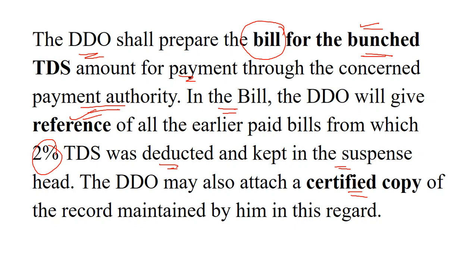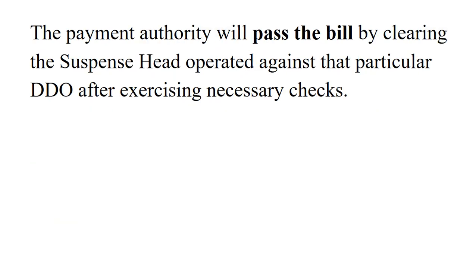So the DDO will prepare a bill of the bunched TDS which he deducted from a number of bills, and he will present the bill to the payment authority, that is the treasury, and the payment authority will pass the bill like other bills, and simultaneously while it passes the bill, it will clear the suspense head, because the TDS amount that was deducted from all the bills was kept in the suspense head.